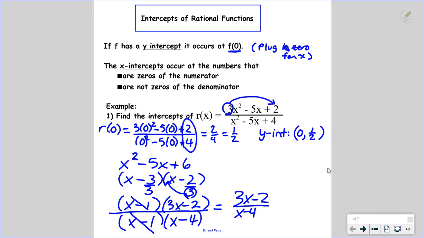So, zeros of the numerator. If I take 3x minus 2 and set it equal to 0, I'm going to get x equals 2/3. So this rational function only has one x-intercept, and that ordered pair would be 2/3, 0. Because the y-coordinate for any point on the x-axis is 0.